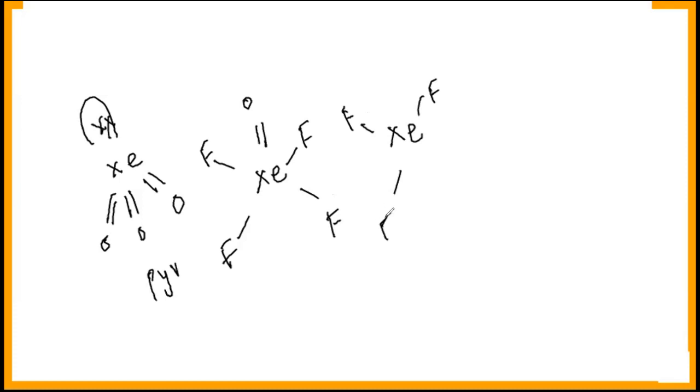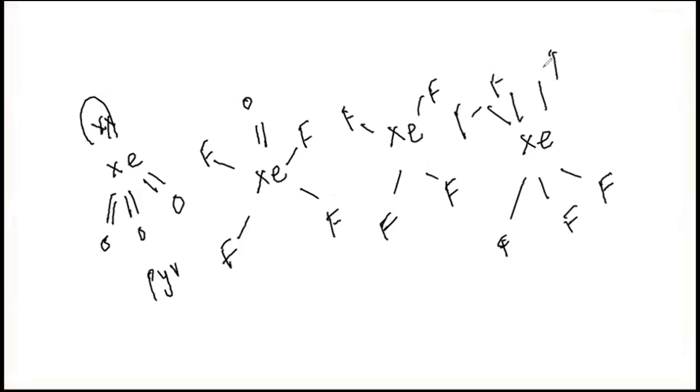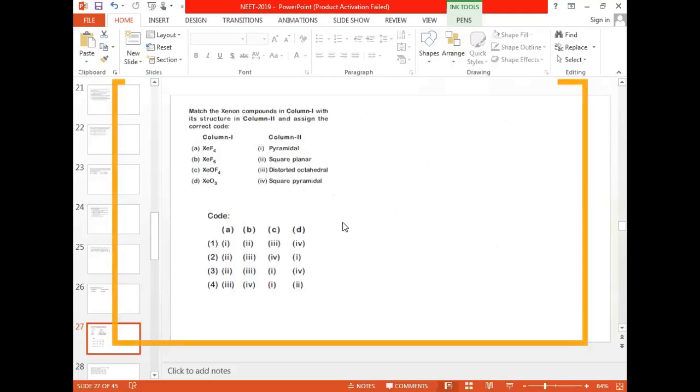And XeF6, it will be like this. 1, 2, 3, 4, 5, 6. F, F, F, F, F. Finally, F with one lone pair of electrons like this. Now we can see where this is. Which one is correct right here? We can go with the option 2. Yes, option 2 only correct for the given question.